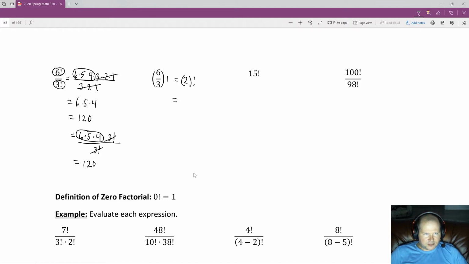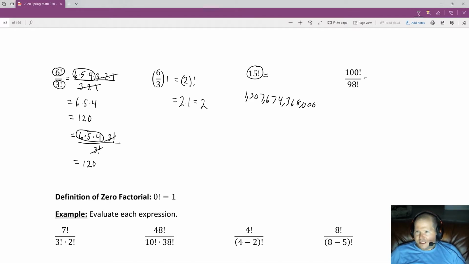And 2 factorial is simply 2 times 1, which is just 2. 15 factorial, you need a calculator for that because that's going to be a huge number. And 15 factorial is equal to 1,307,674,368,000. Okay, so there's not really any trick to that one.